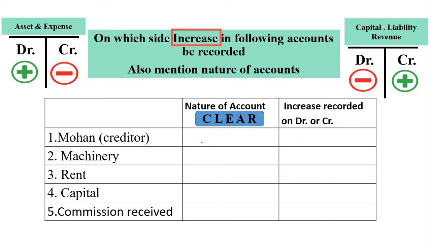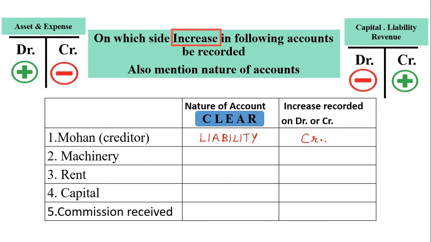Mohan, a creditor. The nature of account is liability, and we have to find out where the increase is recorded. Since it is a liability, I will check this rule. Increase is written on the credit side. Now please try these other accounts, and then I am going to discuss it with you.